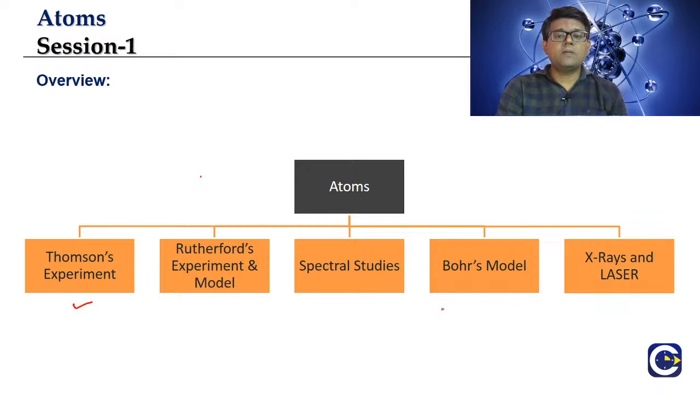Then we have one of the successful models of the atom that can explain the spectral studies of hydrogen and hydrogen-like species, Bohr's model. Of course, Bohr's model, you would probably be aware, is only for what? It is only for hydrogen and hydrogen-like species. Then we'll also touch upon X-rays and laser. So this is the broad coverage of the chapter. As I said, this is like a subset of what you have in the chemistry chapter.